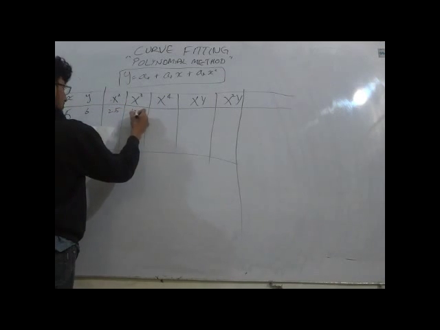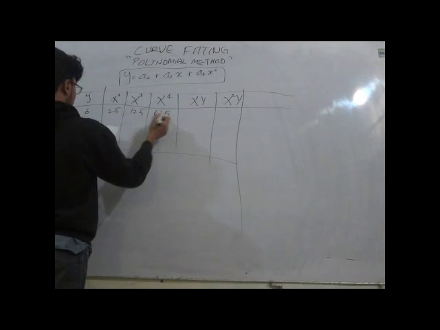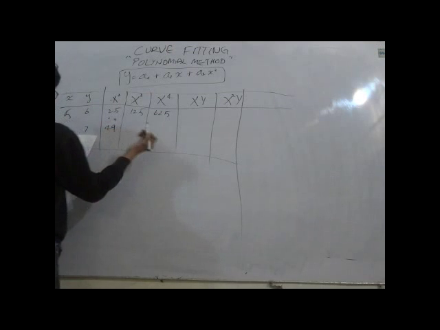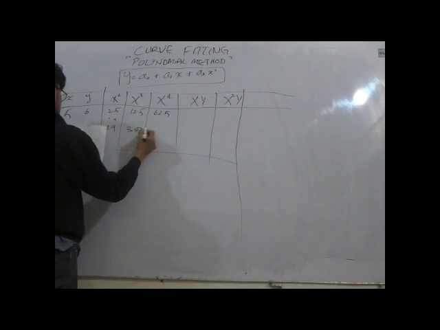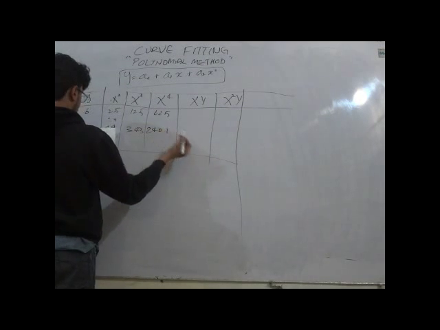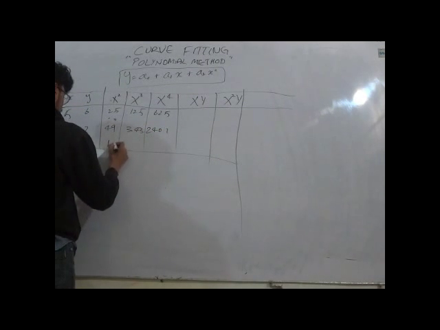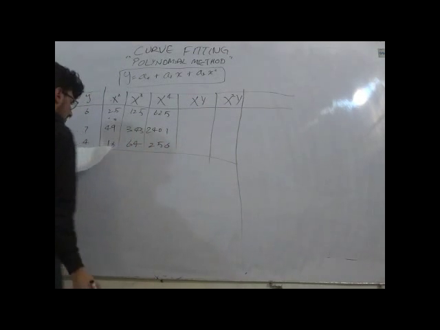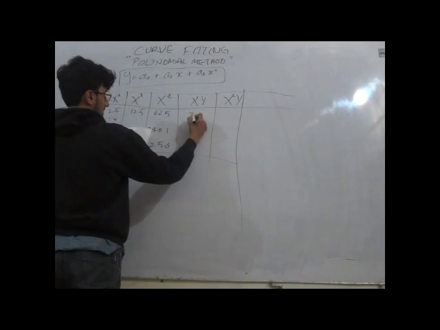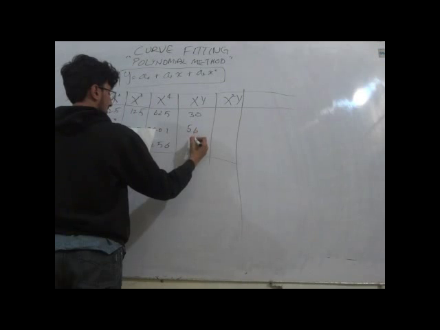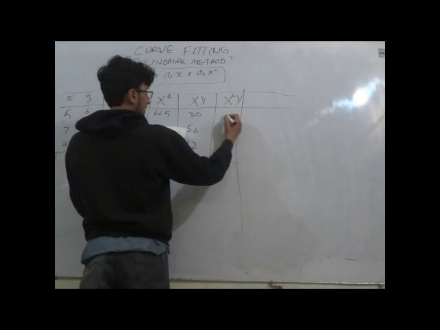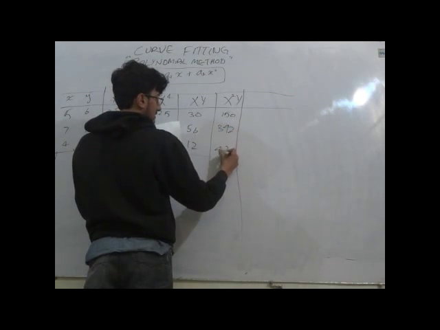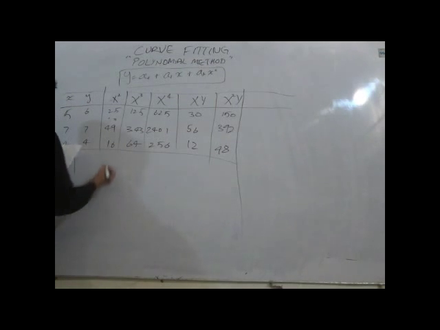5, 1 to 5, 6 to 5, 49, 343 and 240. Okay, now over here we have 16, 64, 256. Similarly, over there we have 30, 56 and 12. Over here we have 150, 392 and 48.